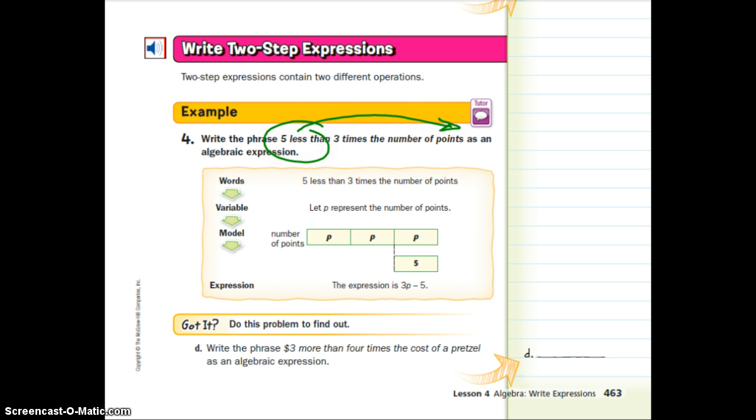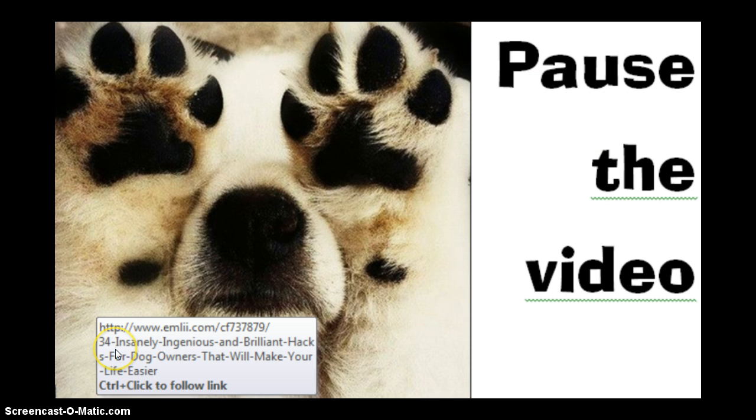So points, I have points. That's going to be my variable. I have 3 times, that's a multiplier, and then 5 less than. So again, remember 5 less than, I have to throw that to the back. Okay, so that's what they got. Now it's your turn. These are not that hard if you think about the phrases. See you soon. Pause the video.